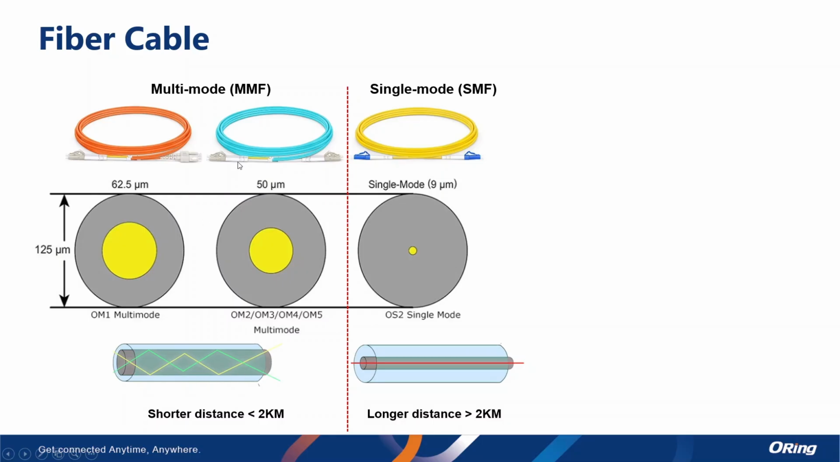So the multi-mode has a shorter distance than single mode, up to less than 2 kilometers. However, the single mode has a small fiber core diameter, so the light just goes straight through the core, so it will have a longer distance than the multi-mode. It can go up to 100 or 120 kilometers.